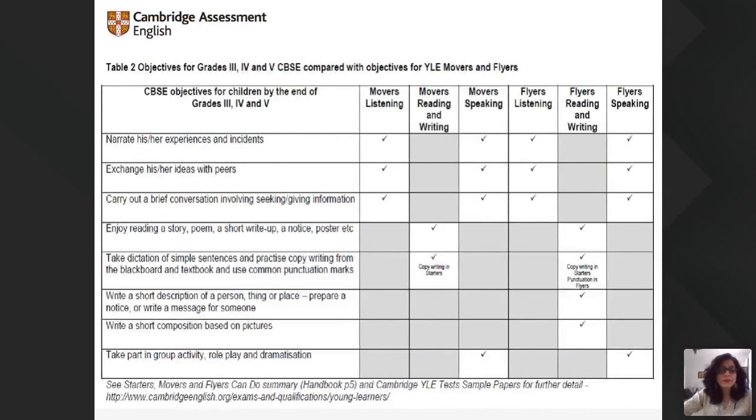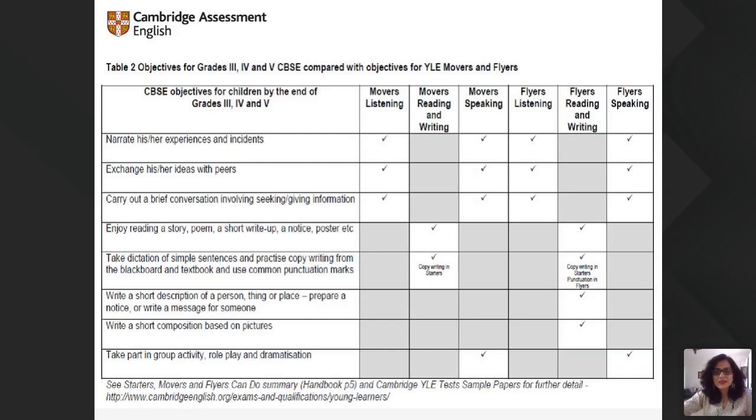Moving on, what you're next going to see is a similar template which maps the language learning outcomes of the CBSE curriculum for students of grades 3, 4, and 5 who are studying the CBSE curriculum, and it compares them with the objectives of the YLE Movers and Flyers exams. So these are the A1 and the A2 level exams, right?